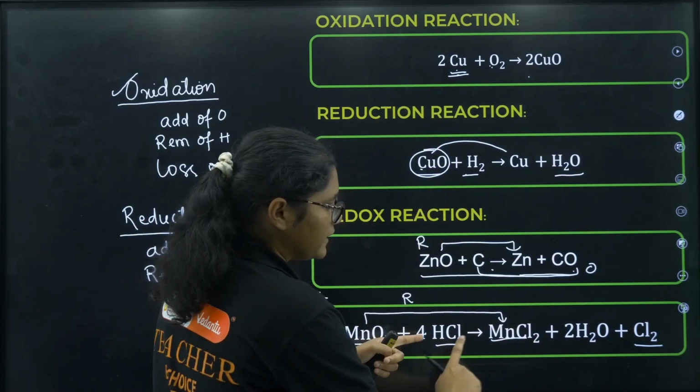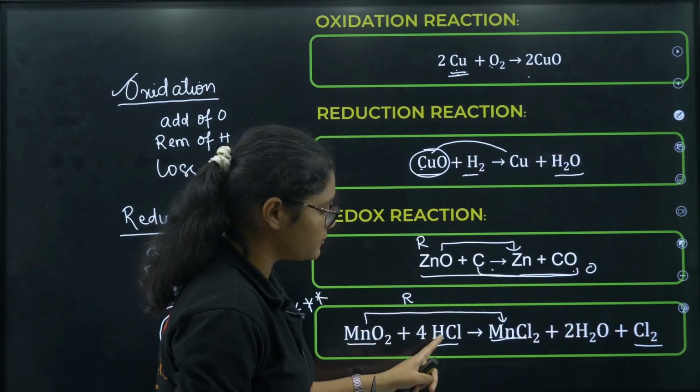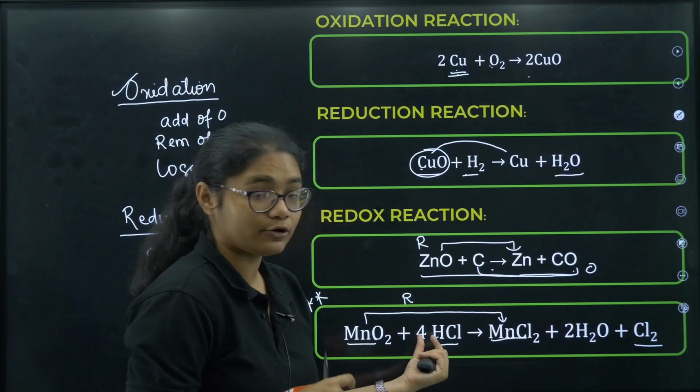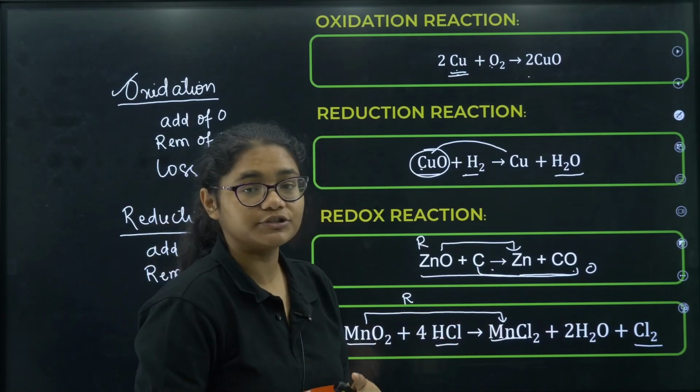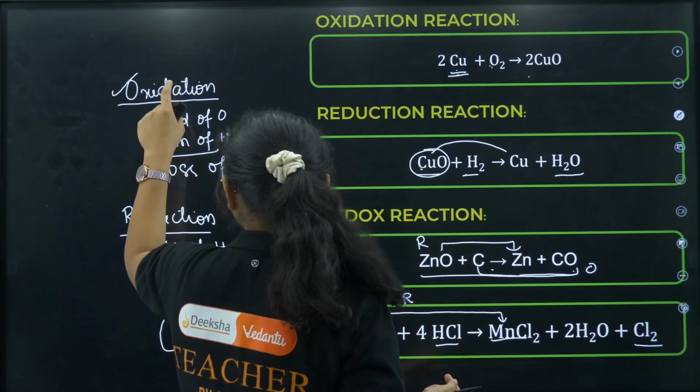So now HCl is converted to Cl2. So what do you observe from here? HCl to Cl2, hydrogen is removed. Removal of hydrogen is what? Removal of hydrogen is oxidation.